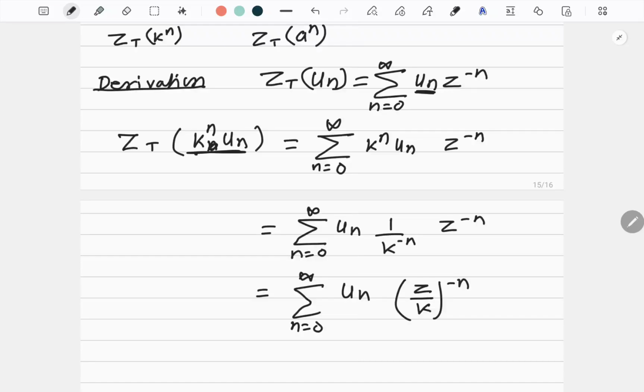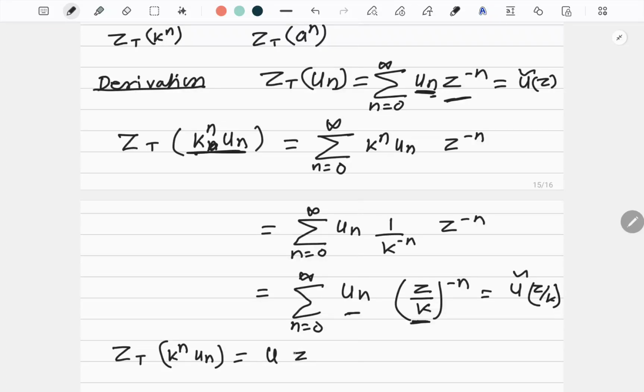Now look at the definition. What is the definition? If you have something with z to the power minus n, it becomes U(z). Correct? Now I have u_n with this term. In place of z, I have z by k. So my answer will be U(z by k). That is the property. Correct? So this is called the first damping rule. So what is the first damping rule? That the z transform of k to the power n u_n is equal to U(z), meaning find the z transform of u_n and in place of z you put z by k.